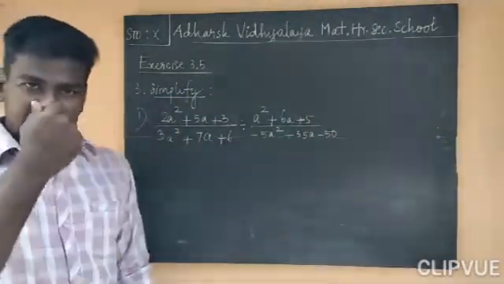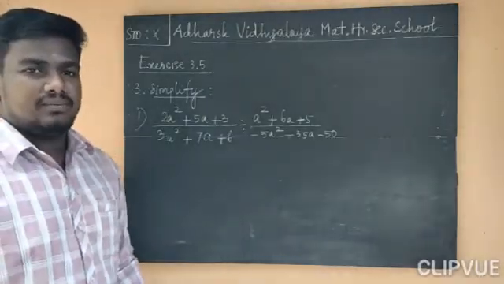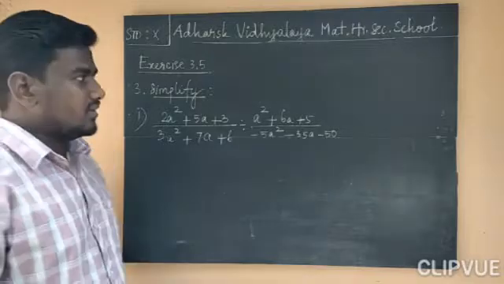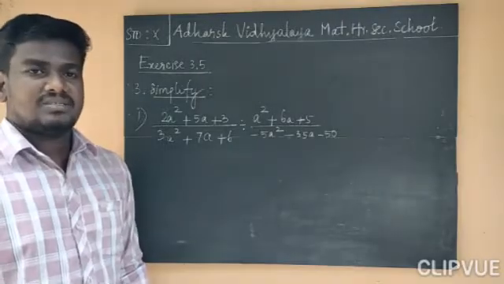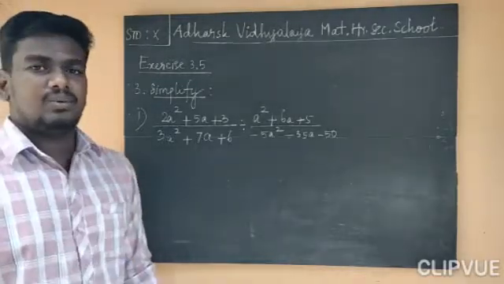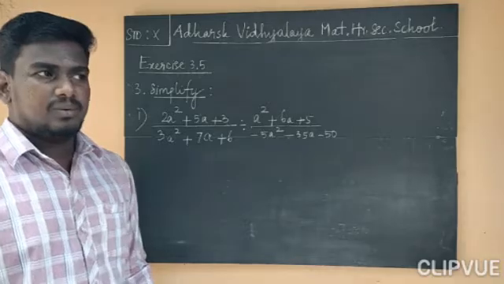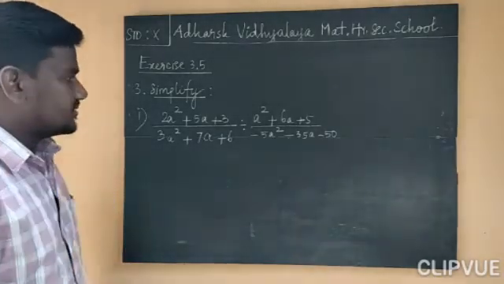Standard 10 Mathematics. Exercise 3.5, question number 3. We are going to continue this topic. The topic is rational expressions, operations of rational expressions. The first two sums were related to multiplication of rational expressions, and we have done those problems. Question number 3, simplification.